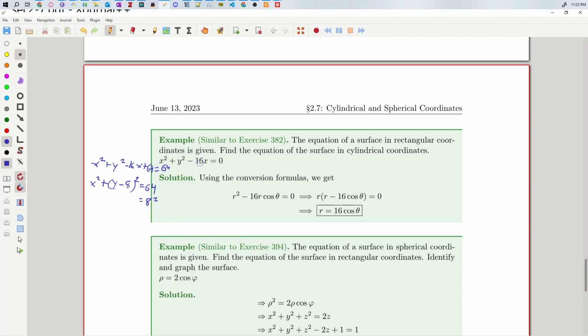So you can see that if we intersected this surface with the xy plane, or projected it onto the xy plane, we get a circle. We get a circle centered at (0, 8) of radius 8. But z is allowed to roam freely, which means that from this circle, we end up extruding it in the z direction.